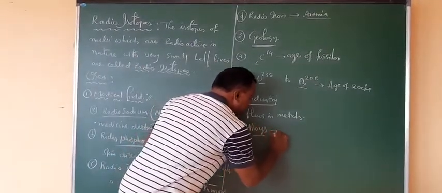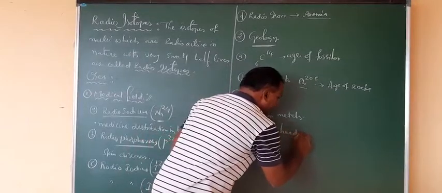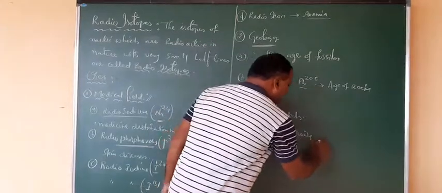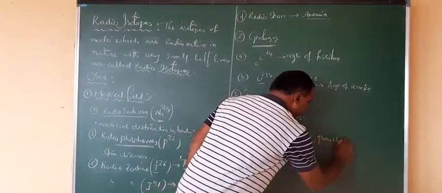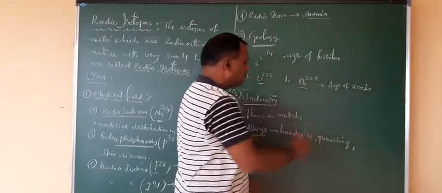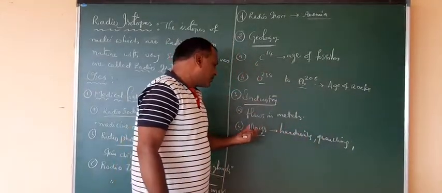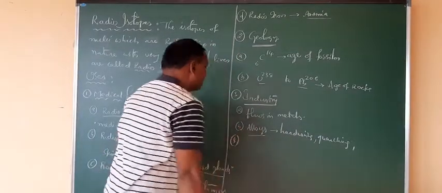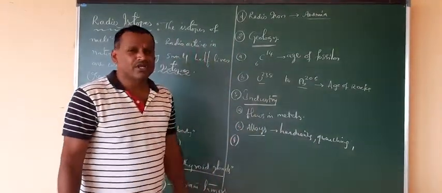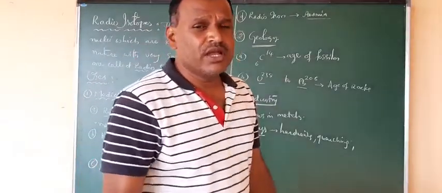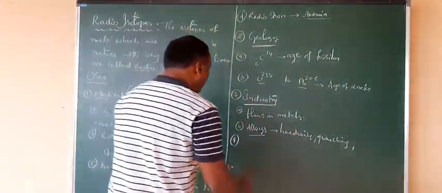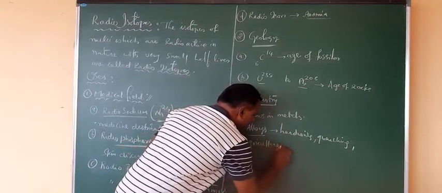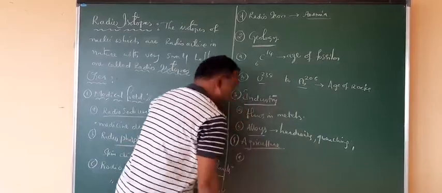We can study where the process is hardening or quenching. So these processes can be studied for an alloy by using the radioisotopes. And these radioisotopes are also used in the agricultural field. In the agriculture field also it can be used.